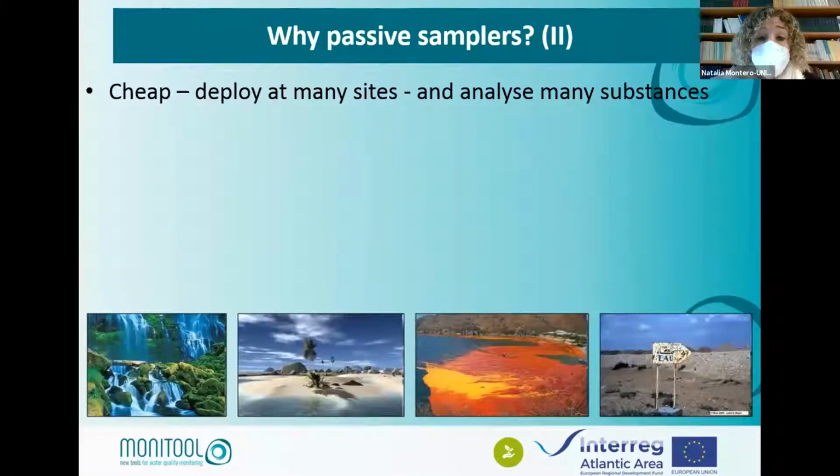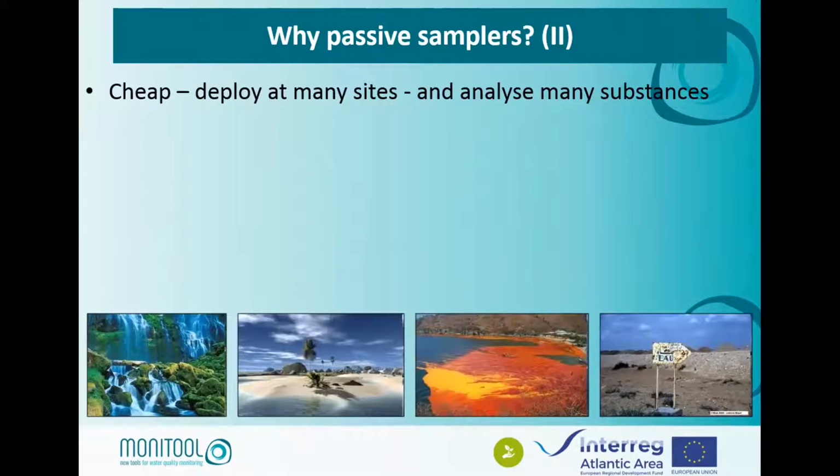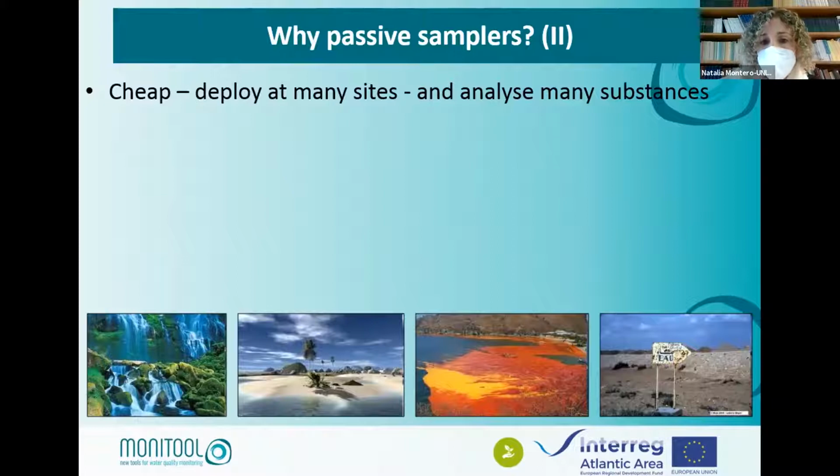So in the case of passive samplers, and that's why we are suggesting them, they are relatively cheap, or at least cheaper than if you would like to get the same quality and quantity of information with another kind of technique. And thus they can be applied at many sites, and you can measure many substances at the same time. And also they have the capacity of integrating the fluctuations taking place in that water body.